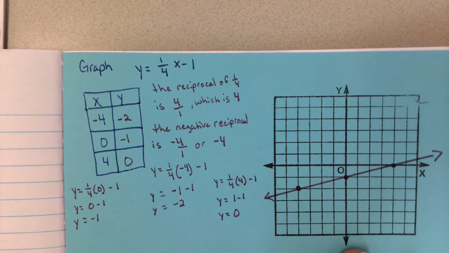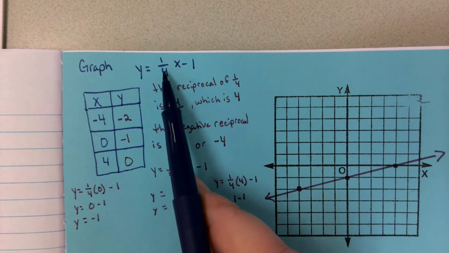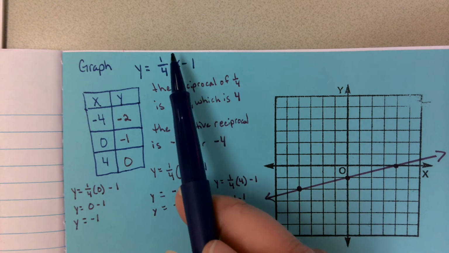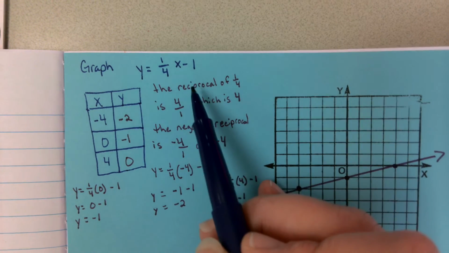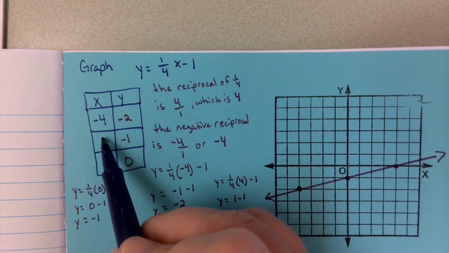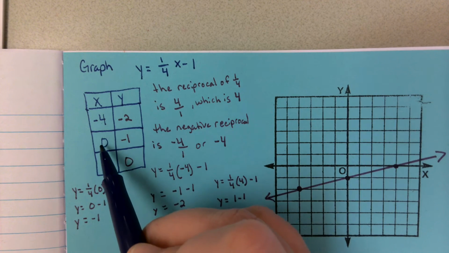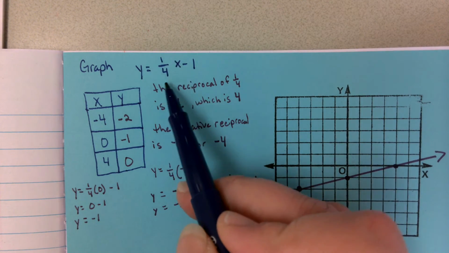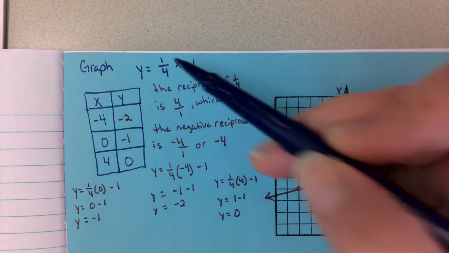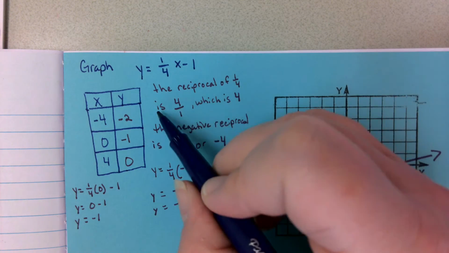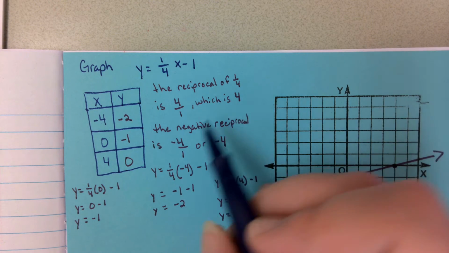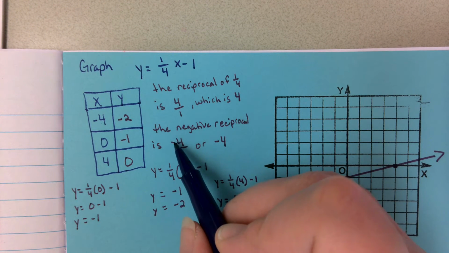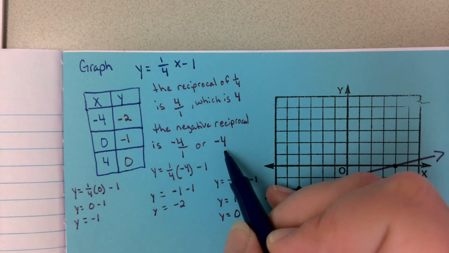My next example says graph y equals 1/4 x minus 1. So this is where we had the fraction rule that we need to remember. It said we're going to use 0 was the 1, so that goes in the middle. That's my middle x value. And then it said to take my fraction and use the reciprocal. So the reciprocal of 1/4 is 4 over 1, which is the same as 4. And then the negative reciprocal is -4 over 1, or -4.